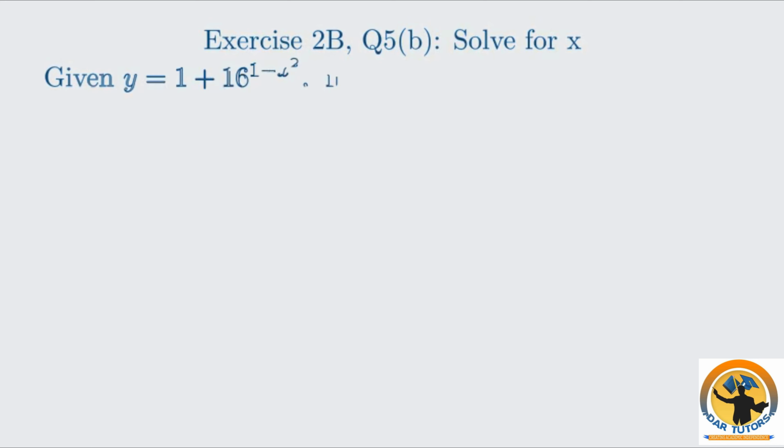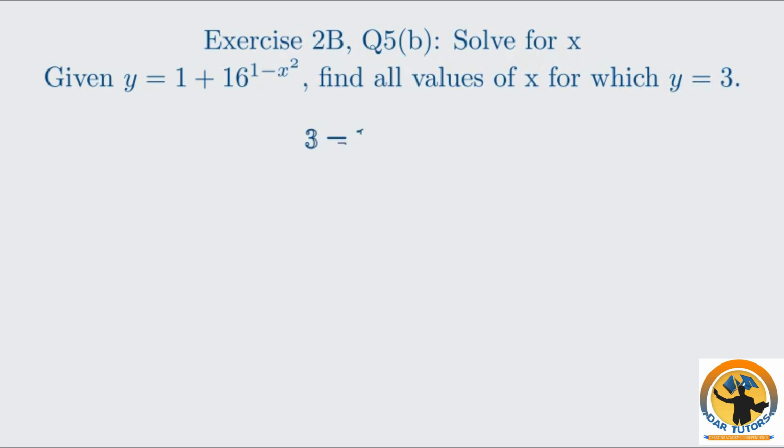We are asked to find all values of x for which y equals 3, given the function y equals 1 plus 16 to the power of 1 minus x squared. First, we substitute y equals 3 into the equation. This gives us 3 equals 1 plus 16 to the power of 1 minus x squared. Subtracting 1 from both sides, we get 2 equals 16 to the power of 1 minus x squared.